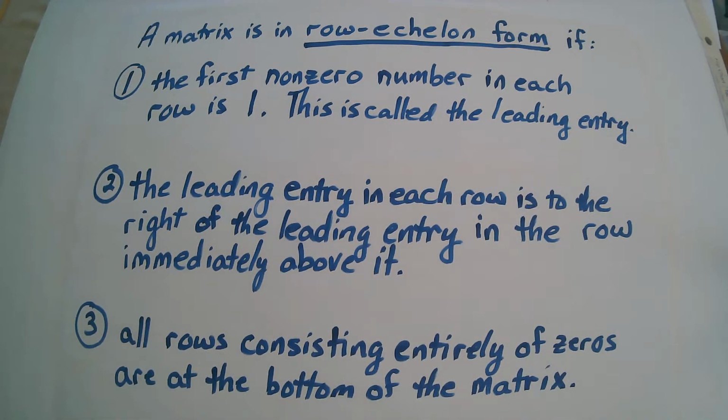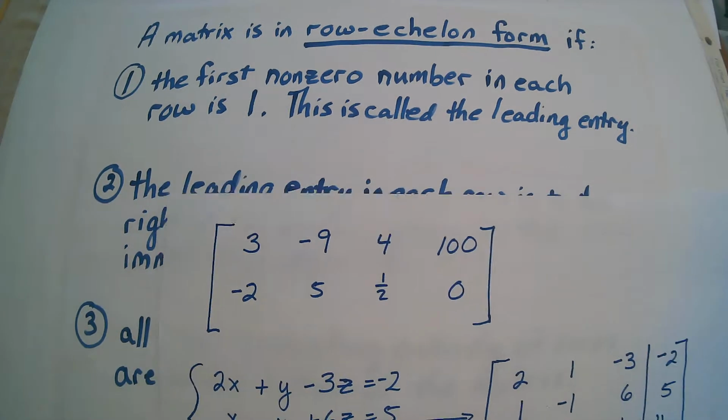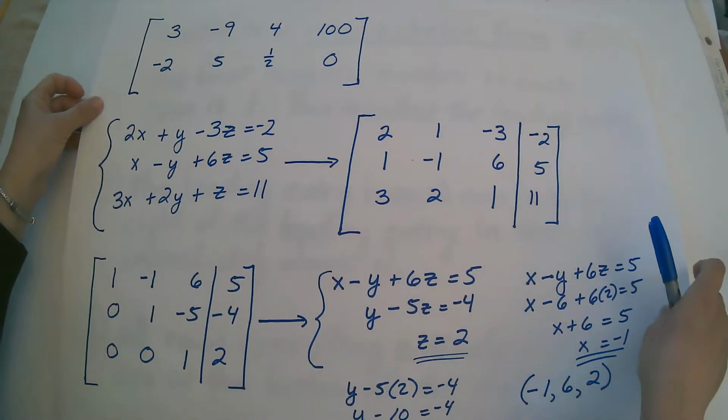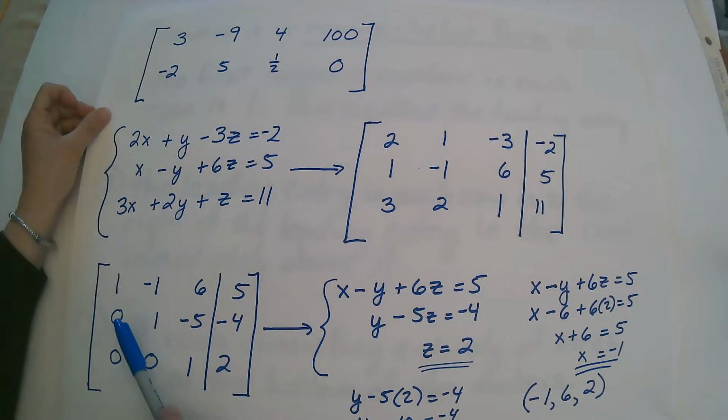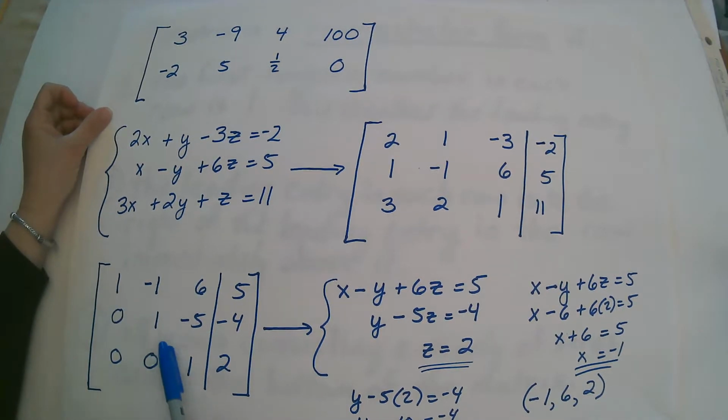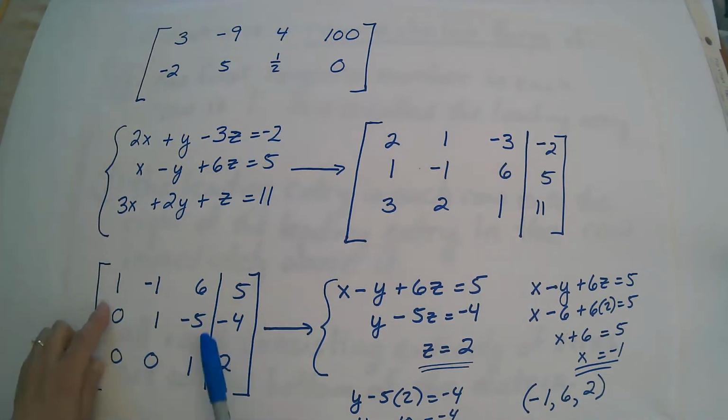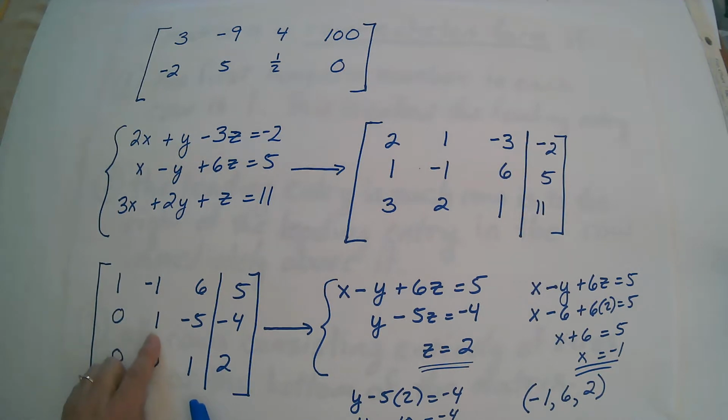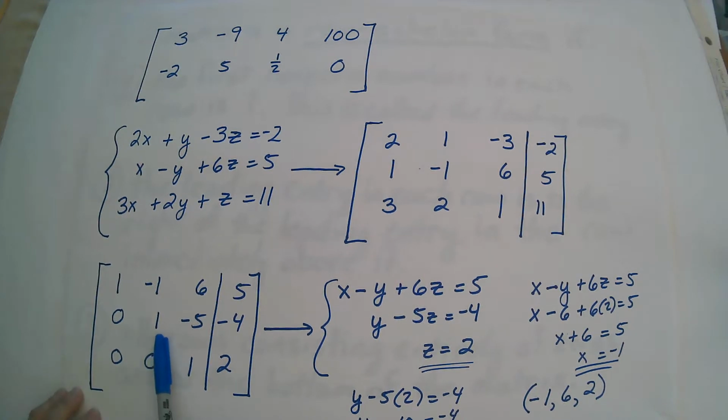So let me show you with the matrix that we just had, how that meets that criteria. Notice the first non-zero entry in each row was a 1. Here's our leading entry, here was our leading entry, here was our leading entry, they were all 1s. And this 1 is to the right of this one, and this one was to the right of this one.